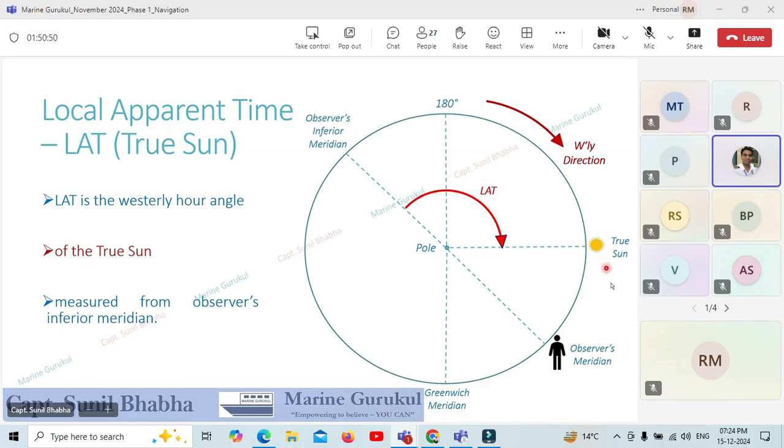You see it is measured up to the true sun, measured from observer's inferior meridian. The starting point or the reference is the observer's inferior meridian. So starting from the observer's inferior meridian, going in the westerly direction up to the true sun, this particular angle gives us the LAT at any particular instant for this particular observer.